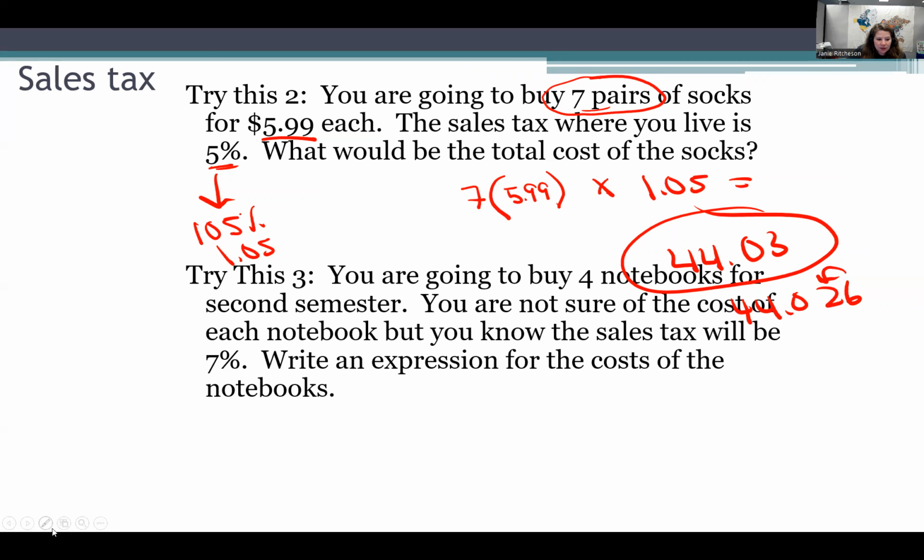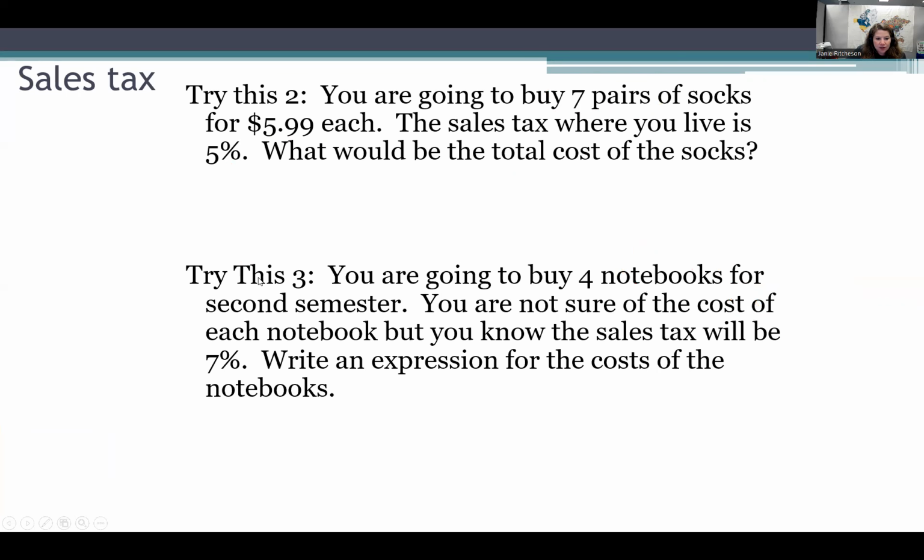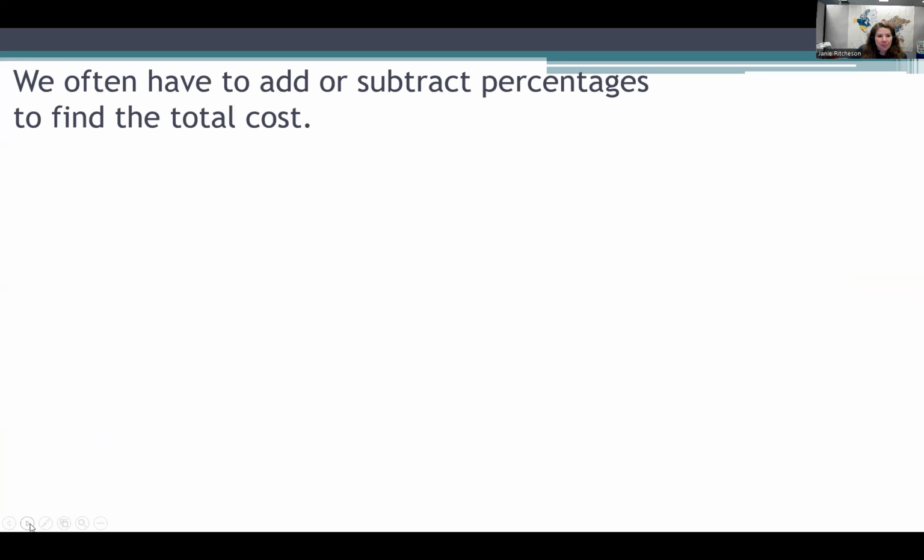All right, I want you guys to try this number 3 on your own, and I want you to send me the answer via chat, and I will tell you if you are correct or you need to try it again.